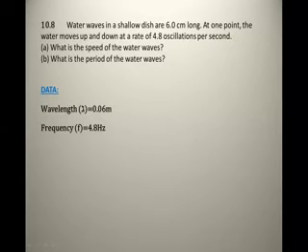Okay, then tell me what I'm writing in the next one. What is this? This is the frequency. Frequency is equal to 4.8 hertz. Now in the question they are saying oscillation per second, but I'm writing hertz. Why am I doing this?